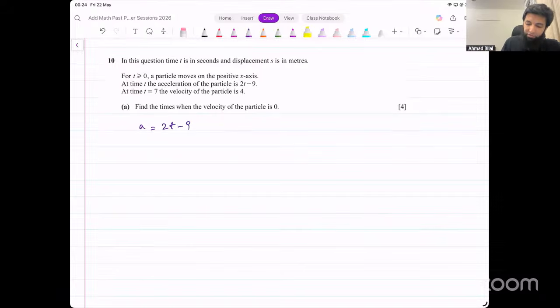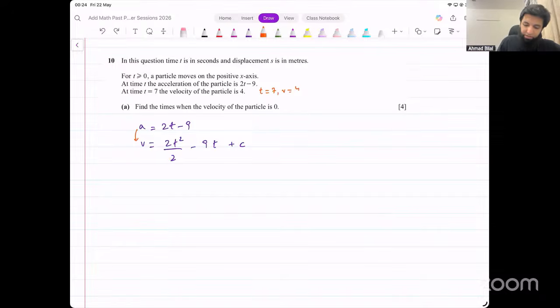At time 7, the velocity of the particle is 4. So we are given a point at t equal to 7, v equal to 4. Find the times when the velocity of the particle is equal to 0. Now, this is the acceleration function. How do you find the velocity function from acceleration? We have to integrate it, right? Integrate it to find the value for v. 2t squared over 2 minus 9t. Whenever we integrate, we always have a plus c, remember?